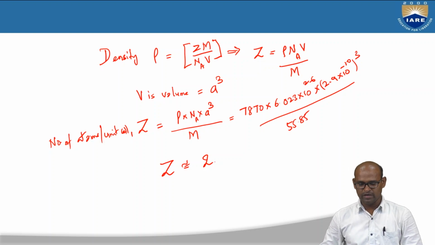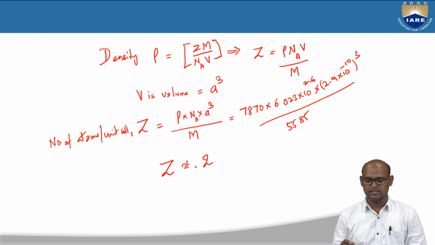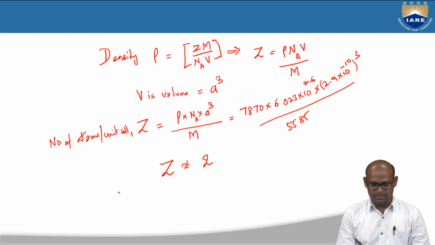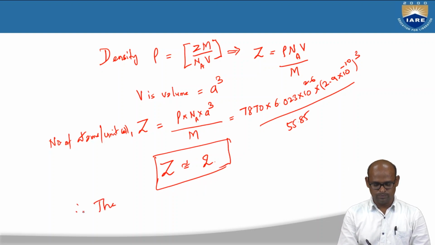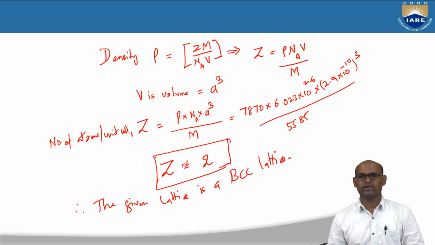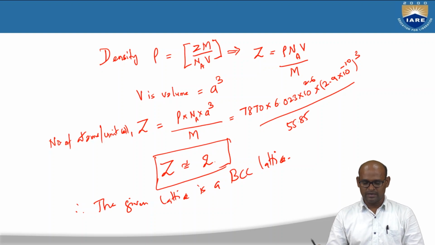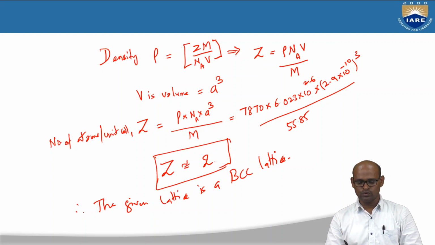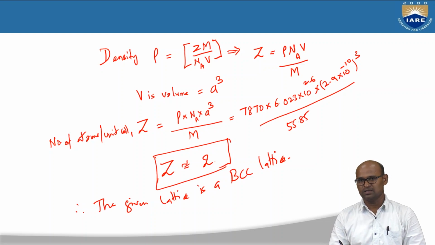So for the given input values, the number of atoms per unit cell Z is equal to 2, and the given lattice is a BCC lattice, because Z is equal to 2. We have calculated the number of atoms per unit cell and found that it is 2, and hence we know that the number of atoms per unit cell is 2 only for a body centered cubic lattice, which is BCC lattice.